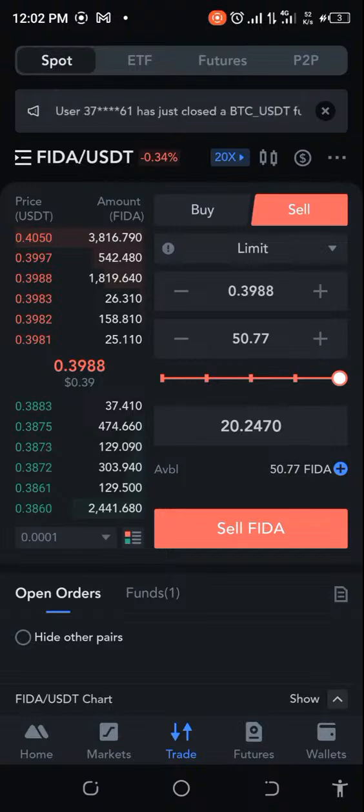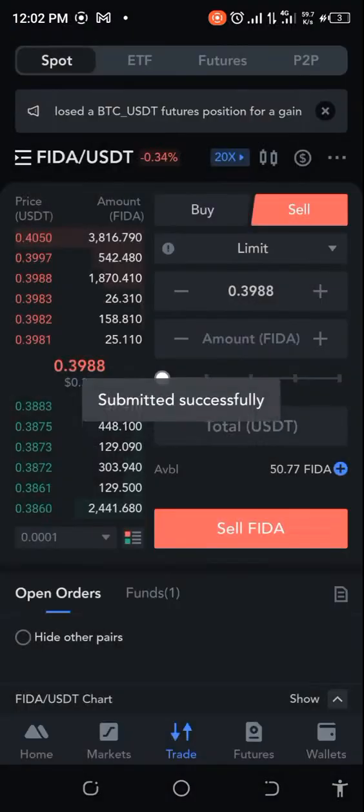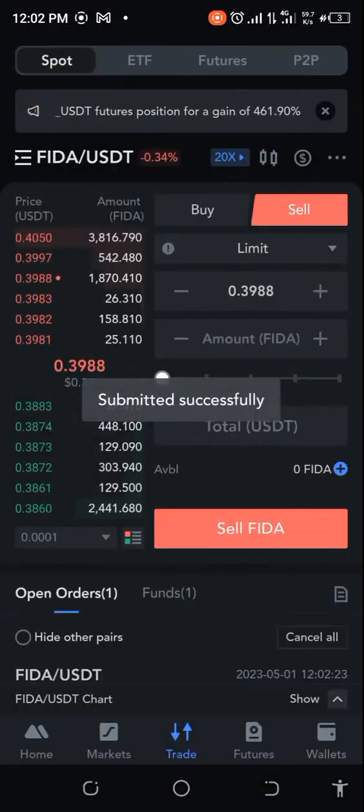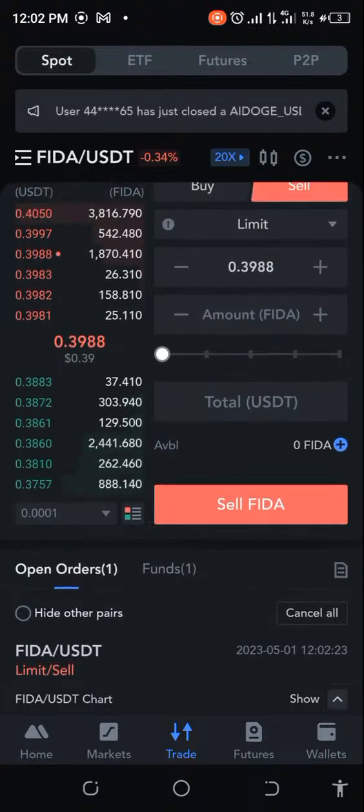So let's go ahead and click on sell. All right, so sell FIDA. So we're currently in the queue. All right, so let's see how long this is going to take. But while I'm doing this, I'm trying to check what exactly could it have been.